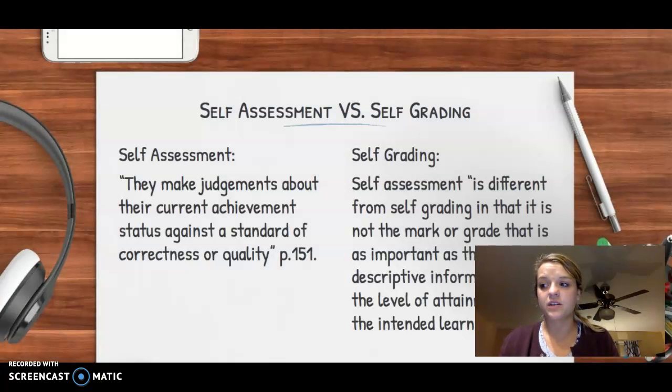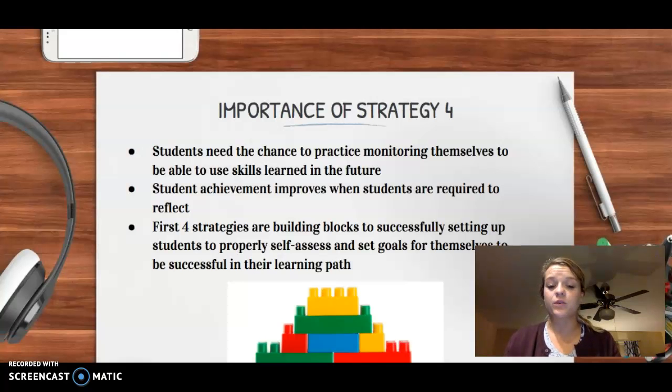Self-assessment helps continue their learning. This isn't to be confused with grading. It is important that students focus on the descriptive language about the attainment of the intended learning rather than the grade or the mark on their paper. It helps students focus on improving their work and not their grade.